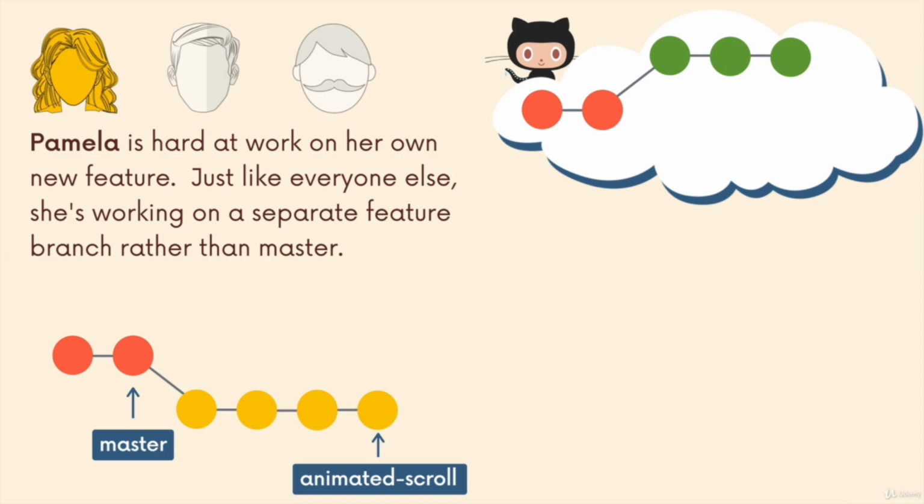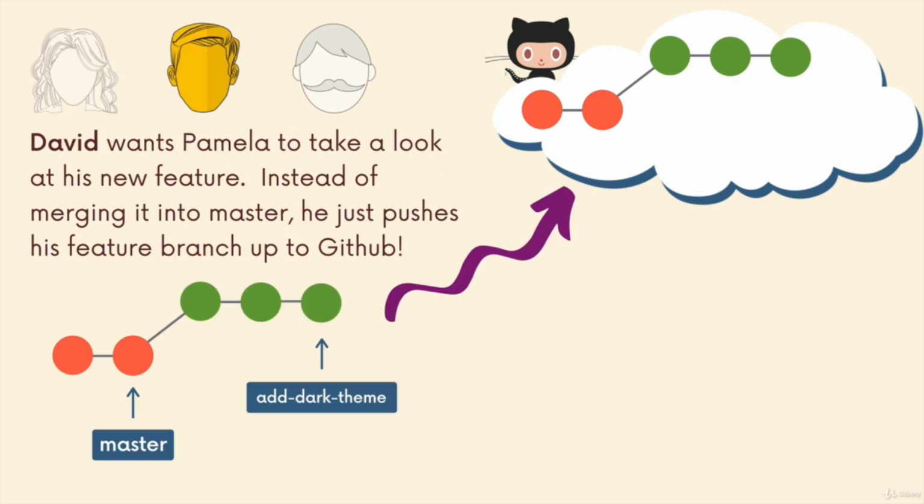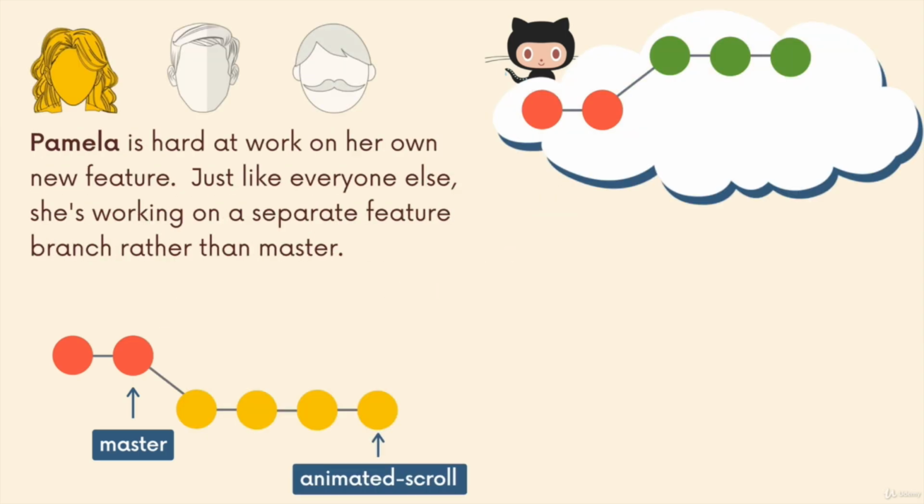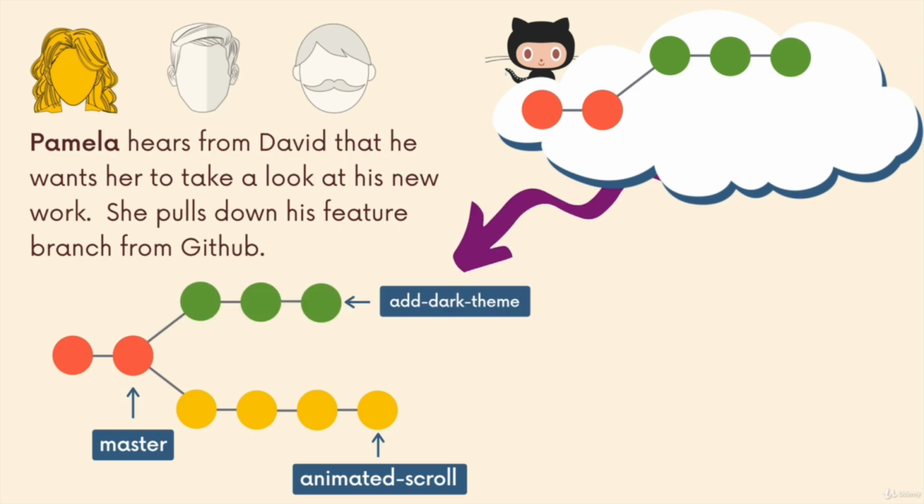She's made good progress. But then she gets a chat message from David. David sends her a Slack saying, hey, Pam, can you please take a look at the work that I did today on the branch, what was it called? Add dark mode. Is that what it was? Add dark theme. Can you take a look at that branch, pull it down from GitHub, and let me know what you think, and add some of your own work? So that's what she does. She pulls down that branch. She didn't have to stop what she was doing and merge this into some other branch. She can just leave her animated scroll branch where it was if she's not ready to share it, and she just pulls down his branch.